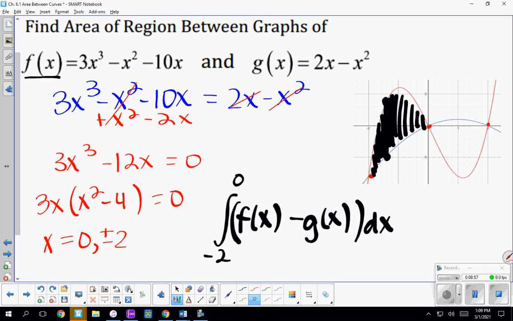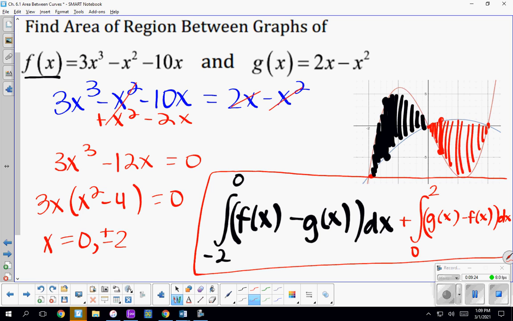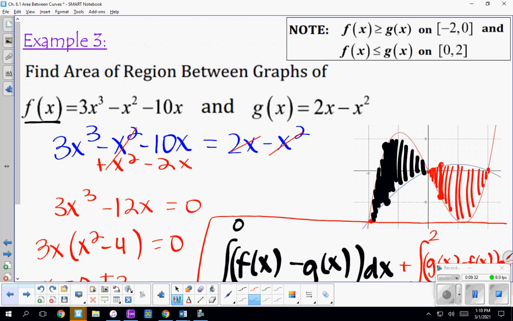Once I'm done calculating that, then I can add it to the area of the second region. The second region says take the quadratic minus the cubic. So the quadratic is g of x minus f of x. Those rectangles start here at 0, and we're going to add them all the way until we get to x equals 2. If I were to go ahead and calculate each of these, that will give me the area of the total region between the 2 curves. And we're going to stop there for this video.